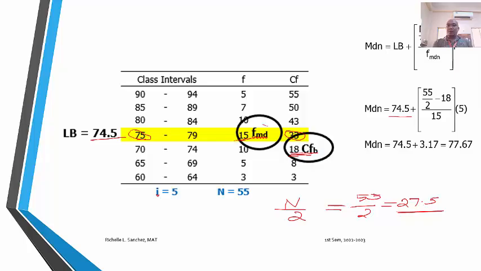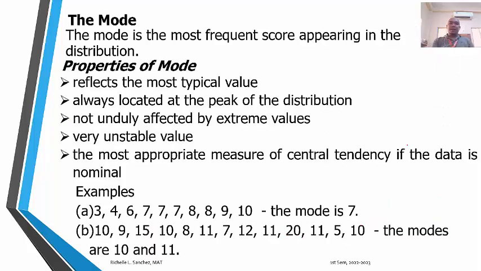So we have here our lower boundary, that is 74.5, plus 55 divided by 2 minus 18, divided by 15, times 5. That gives us 3.17, added to 74.5. It will give us 77.67. So this is now our median of our distribution. Okay. The next is the mode.